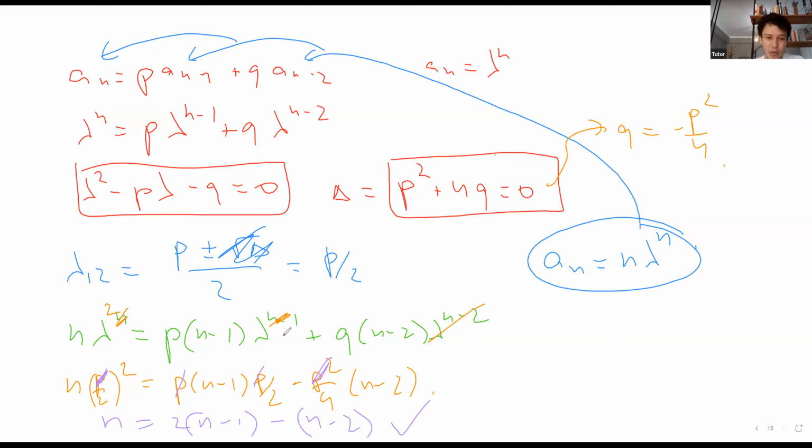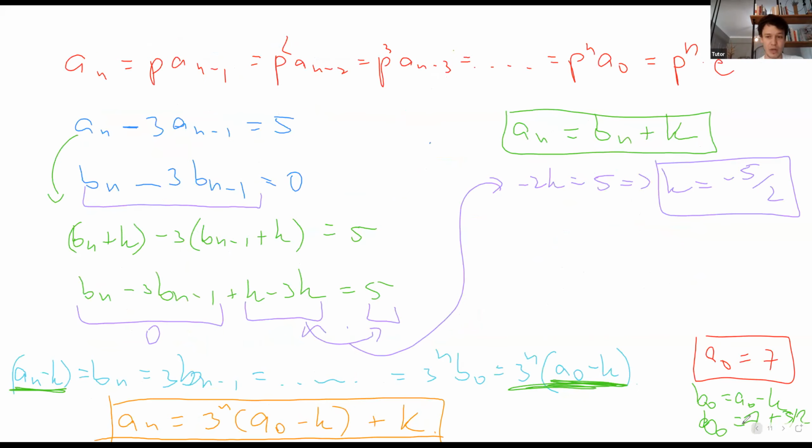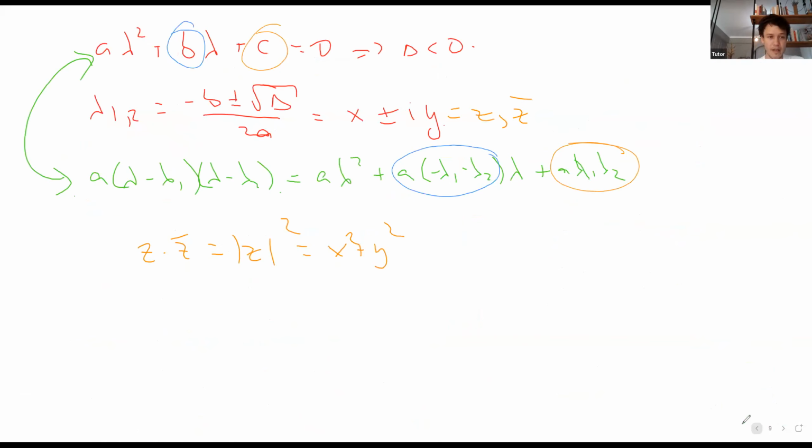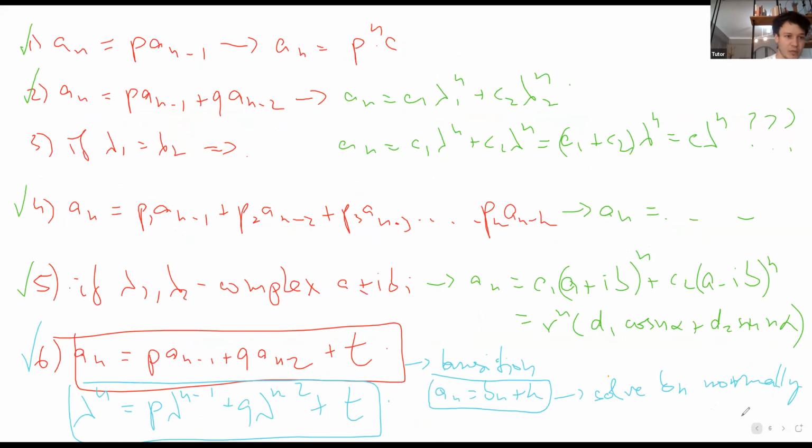And the green equation has nice properties that lambda is p over 2 and q is p squared divided by 4. So if I plug in the values for lambda and for q, and if I simplify them, I just get this thing. So it means that this is a nice solution. Basically, a_n equals n lambda to the n works. Okay, cool. So we explained what happens in here.